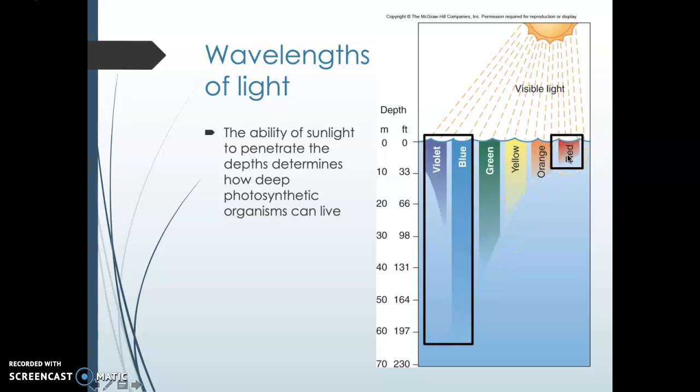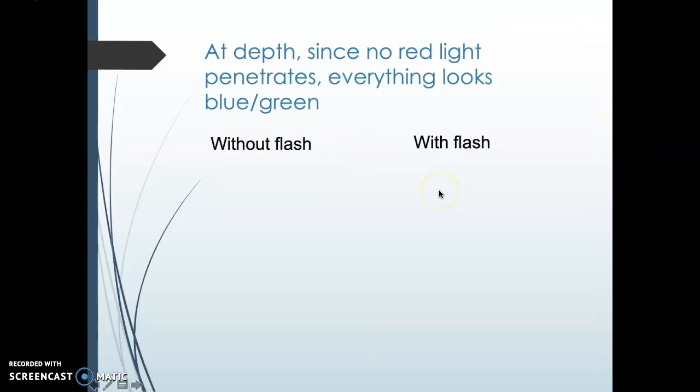Interestingly, even though red is an important wavelength of light for photosynthesis, it does not penetrate very deep in the ocean. This is why if you're a scuba diver, or if you've ever been deep free diving, when you go down, even just a couple feet, like 30 feet or so, you'll see things start to go from their full spectrum of color to looking mostly blue or green.